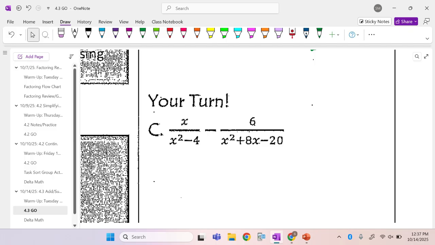Now, what you can do now is go back to the numerator. And then, I agree. So don't worry about this first, just factor that.